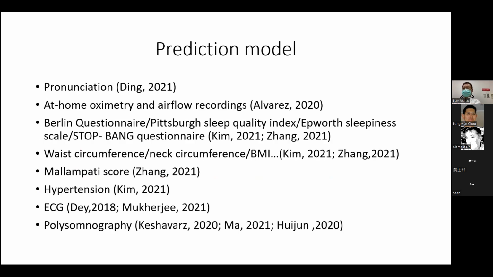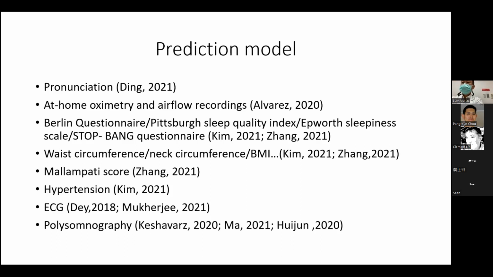And I reviewed the literature from the past 5 years. Actually, a lot of different studies use machine learning or deep learning to build a prediction model and help us differentiate whether patients have high or low risk of OSA before the start of the treatment. Some use the pronunciation of the patients to predict the risk of OSA. Some use at-home oximetry and airflow recordings, and some use different questionnaires. We know there are a lot of questionnaires, including the Berlin, the Pittsburgh Sleep Quality Index, and the Epworth Sleepiness Scale. Each one will have maybe 20 or 30 different questions, and those big data are suitable for us to build a model.